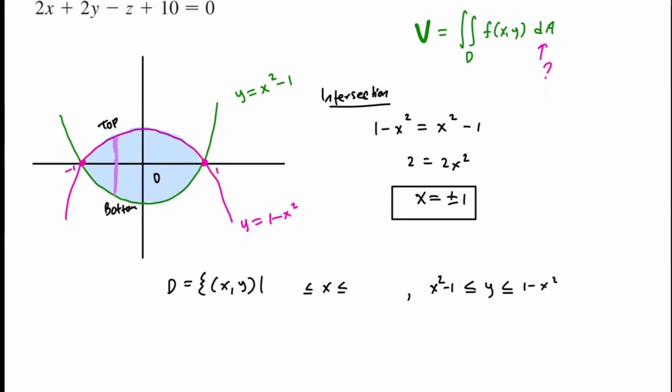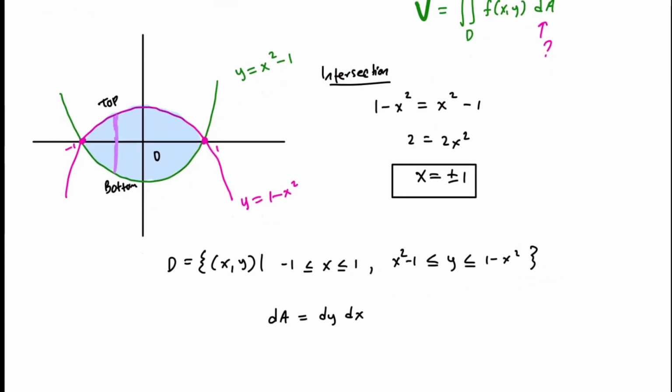Now, what about the bound on x? Well, x is going to range from here to here. So those are the constant values, negative 1 to 1. So there you have it. That is how we're going to describe the region. And those are also our limits of integration. And we also know our dA, it's going to be dy dx because this is a type 1 region of integration.